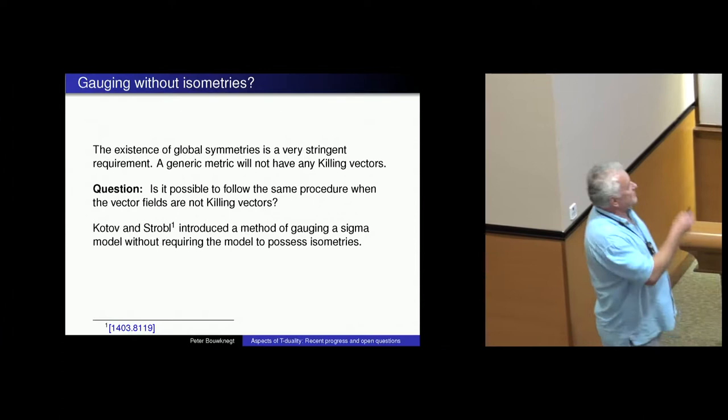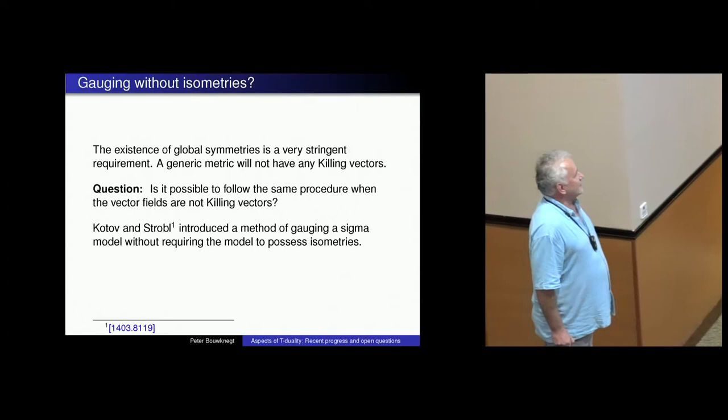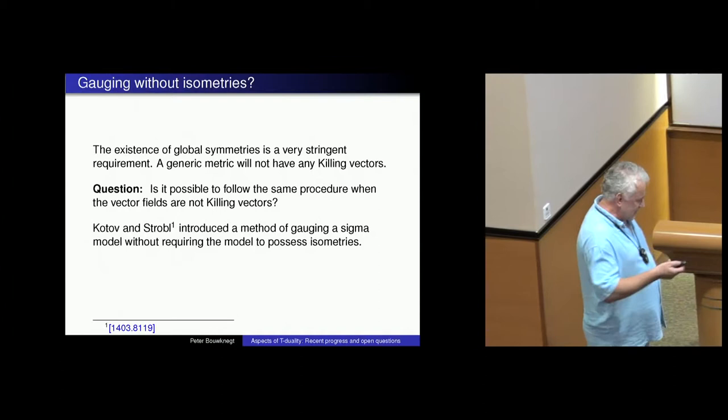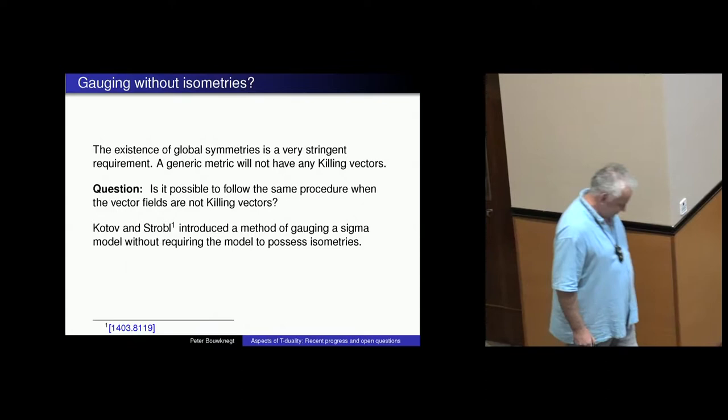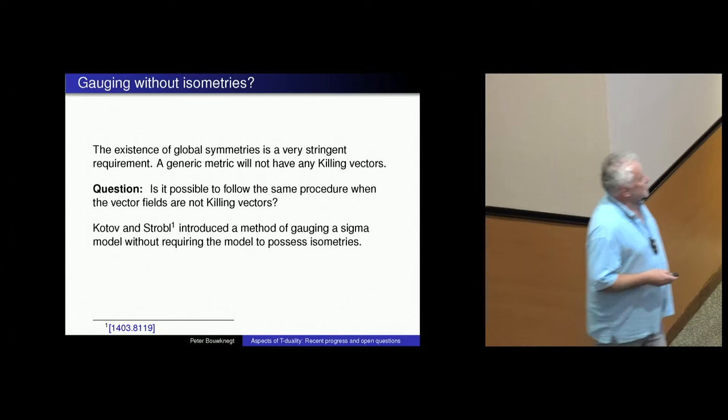So let me talk a bit about that. Again, the existence of global symmetries, of these isometries, is a very stringent requirement on my procedure here. And the question is, can we do this with respect to an arbitrary set of vector fields which don't necessarily form an isometry? It turns out that there exist generalizations of this gauged sigma model where you gauge with respect to a set of vector fields which don't form an isometry, and it has to do with Lie algebroid gauging.